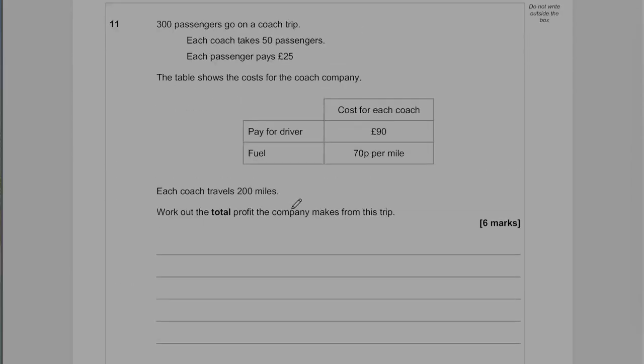And question 11. 300 passengers go on a coach trip. Each coach takes 50 passengers. Each passenger pays £25. The table shows the cost for the coach company: pay for the driver, and then the fuel. Each coach travels 200 miles. Work out the total profit the company makes from this trip.